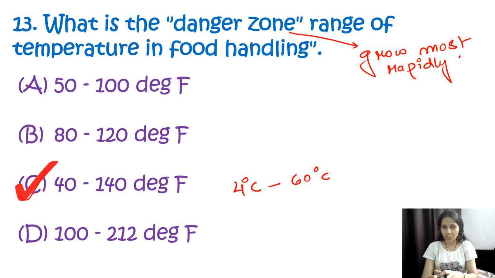So within this temperature range, bacteria can double in number every 20 minutes. So it can be a significant risk of foodborne illness in perishable foods and leftovers kept in this temperature range for an extended period. Therefore, it is important to keep perishable foods out of this danger zone. So correct option is 4 degrees to 60 degrees Celsius.